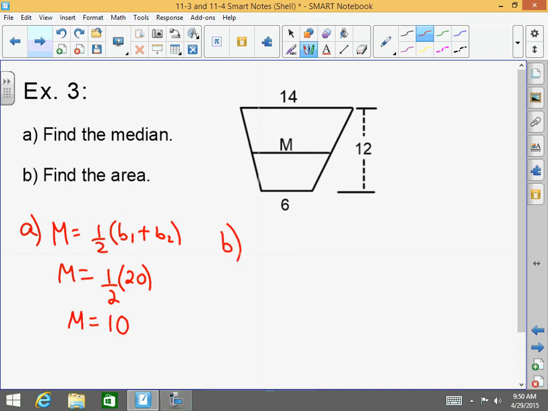Now that I have the median, what's the area? Well, area also equals median times height. So 10 times 12, area would equal 120 units squared.